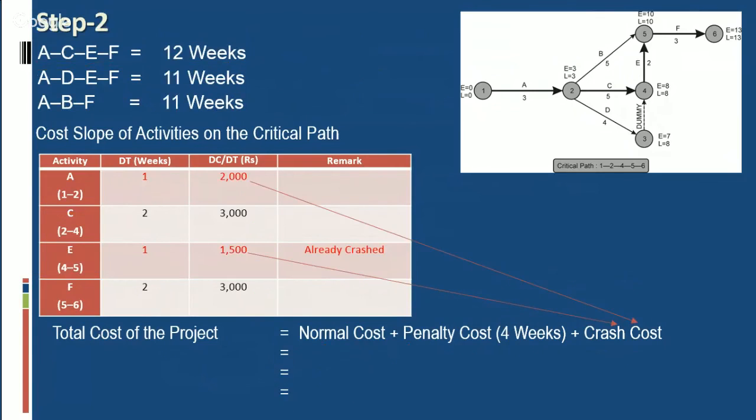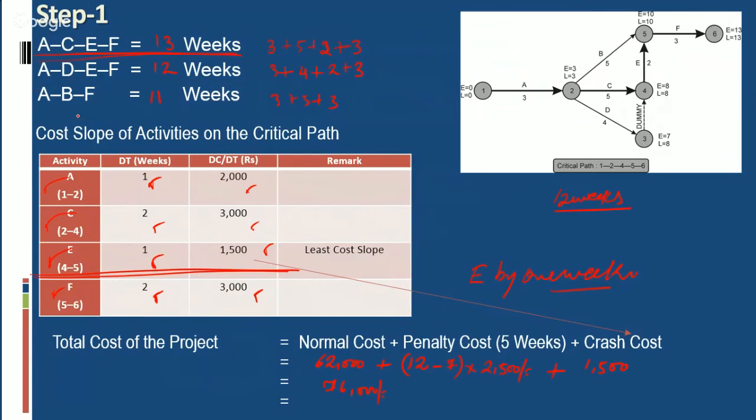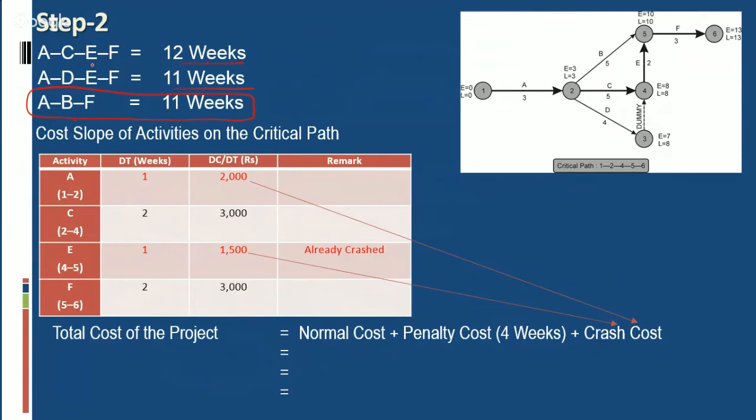Now we move to the second step. Now the revised durations of our possible paths are: ACEF will be 12 weeks, ADEF will be 11 weeks, but ABF is the same as in the previous step, 11 weeks, because we have crashed only activity E. That's why it has no impact on the duration of activities A, B, and F. Still, our critical path is A, C, E, and F. Now, further crashing of activity E is not possible.